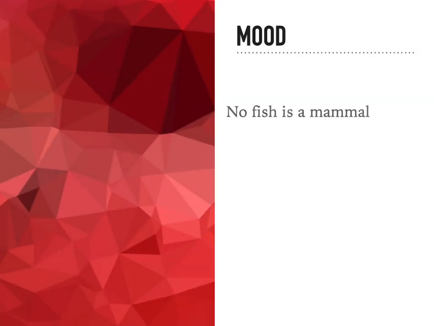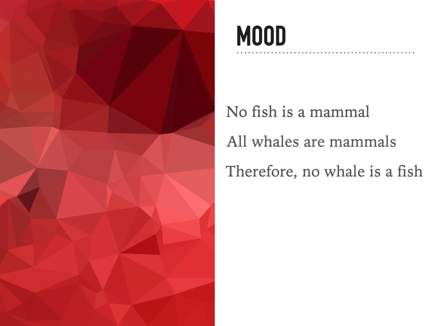Let's do another one. No fish is a mammal. All whales are mammals. Therefore, no whale is a fish. We can see this is second figure. We see the middle term in the predicate for both. And so after we convert the major premise, it would say instead, no mammal is a fish. And so now we would have no mammal is a fish. All whales are mammals. Therefore, no whale is a fish. We've converted it now to Celarent.